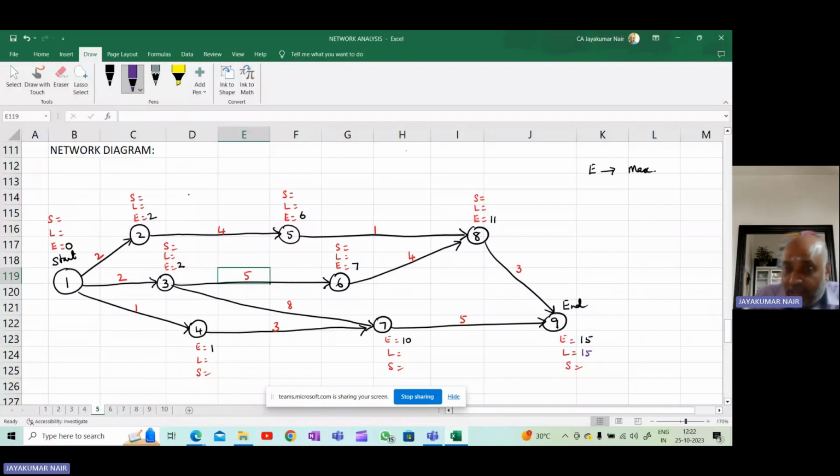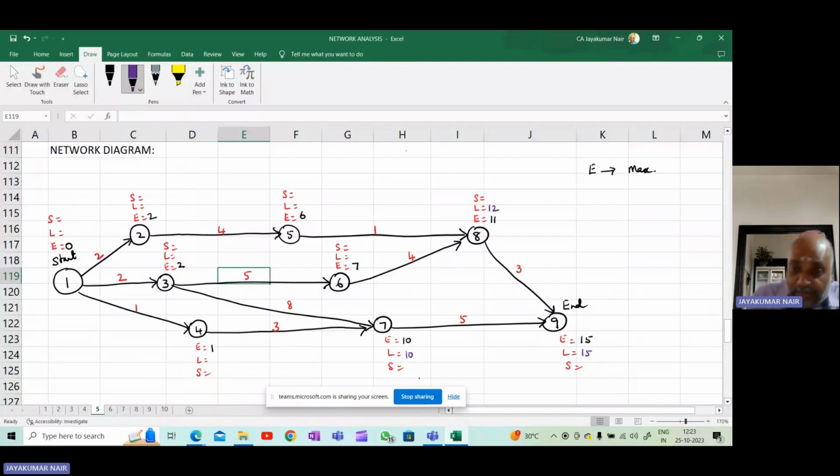Now, there's only one arrowhead coming from 8. So 15 minus 3. What is 15 minus 3? 15 minus 3 is 12. So L value is 12. Now see at this 7. There's only one arrowhead coming from 7. So 15 minus 5, it is 10.